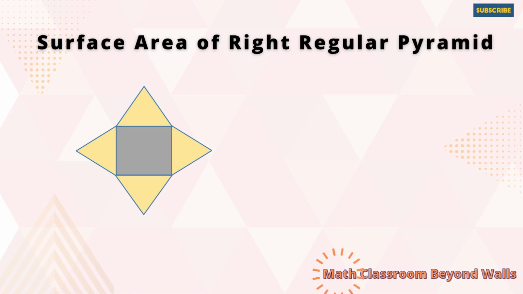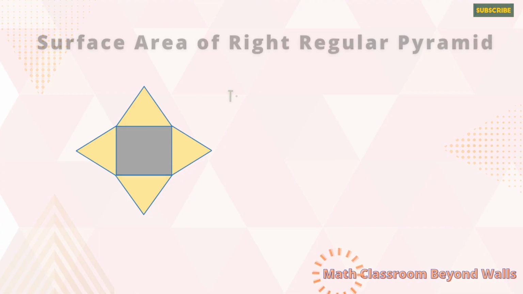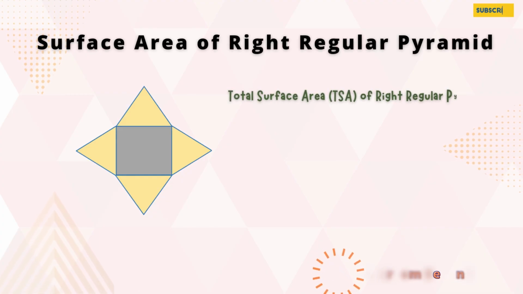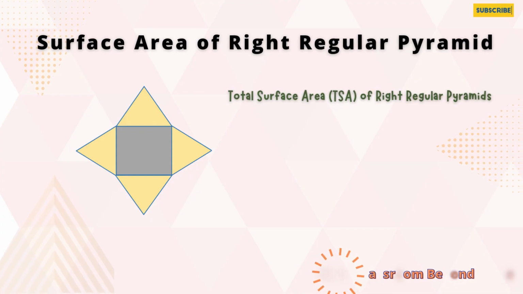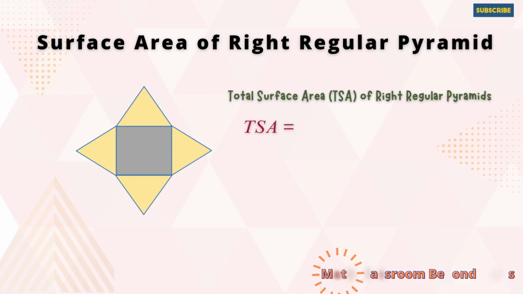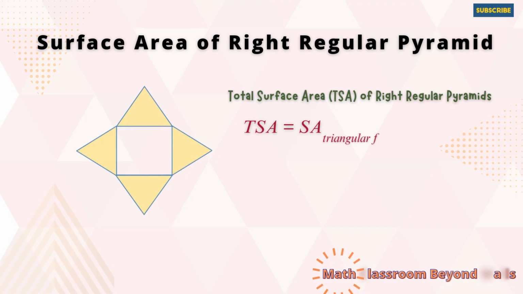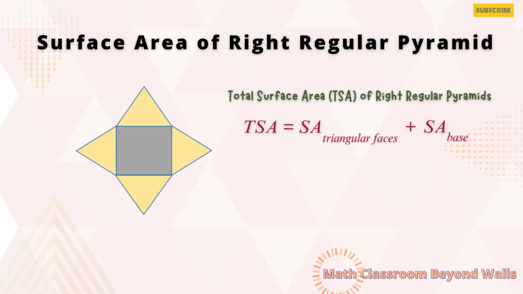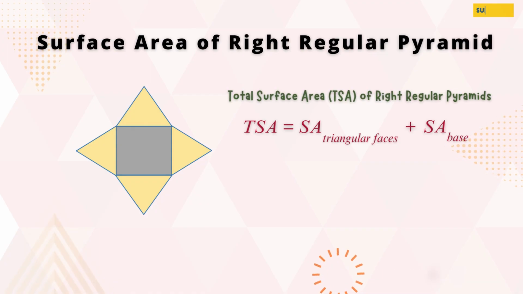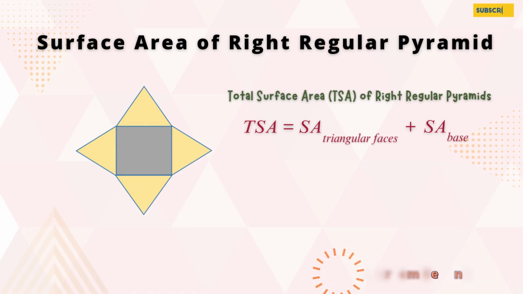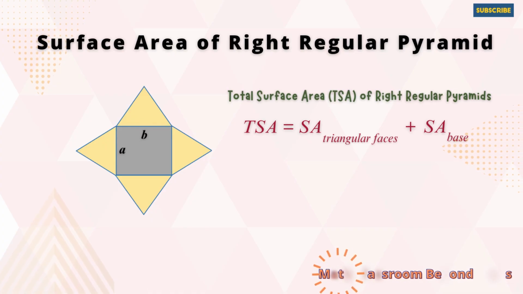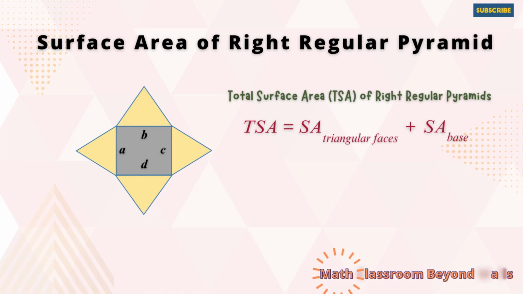Now, the sum of the areas of these 5 surfaces is the total surface area, TSA in short, of the pyramid. Do you agree, learners? Thus, TSA is the surface area of the triangular faces plus the surface area of the base. Let us label the figure with variables for clarity. Let the sides of the base be A, B, C, and D.